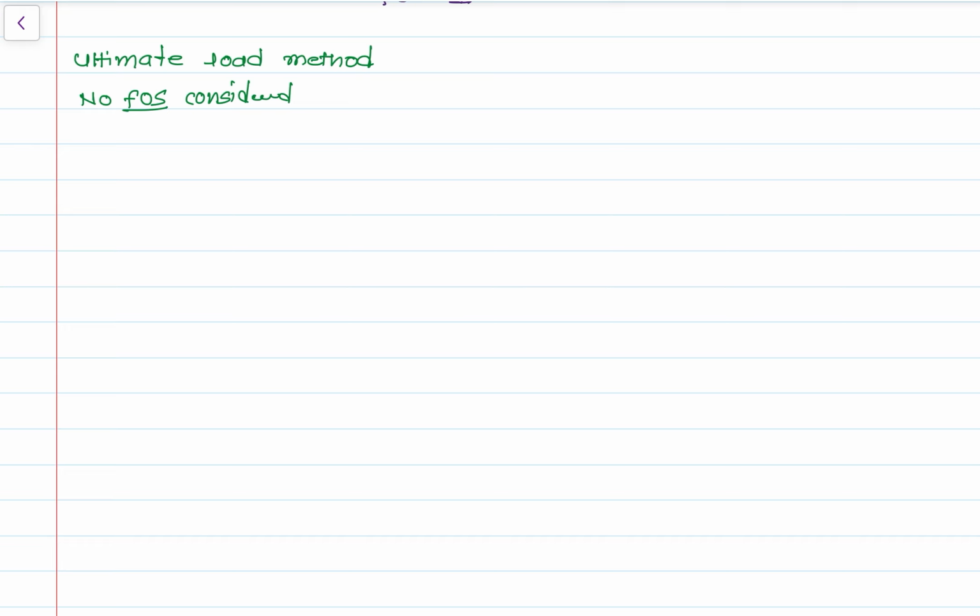Now, a very important thing: as the factor of safety is not considered here for the material, it gives a smaller section compared to the working stress method. So that's why we are not going to discuss this in more detail, because this is not that important for us.